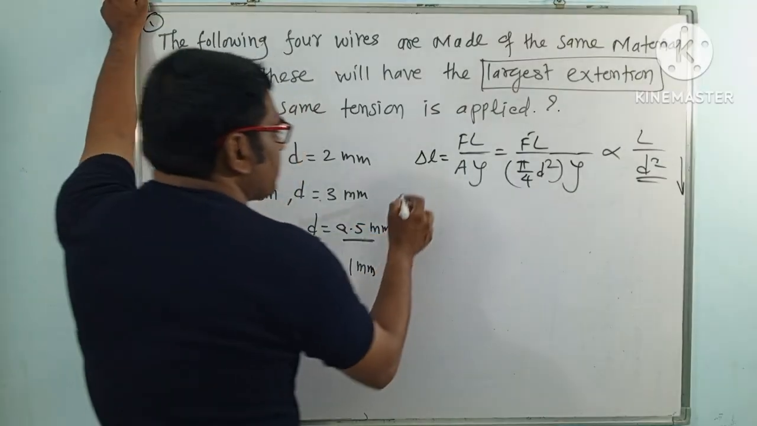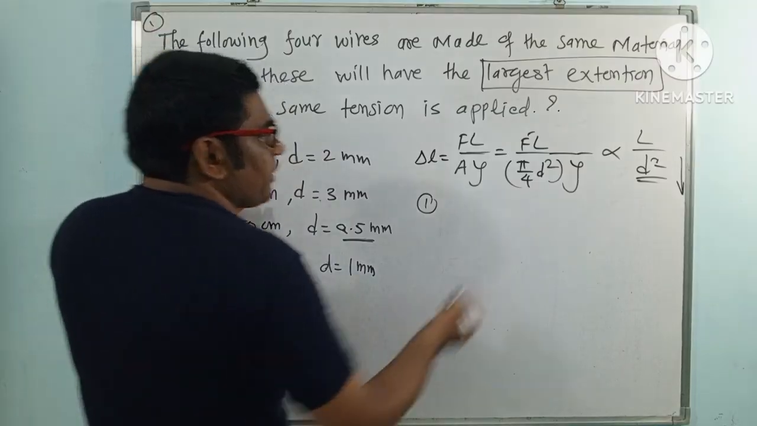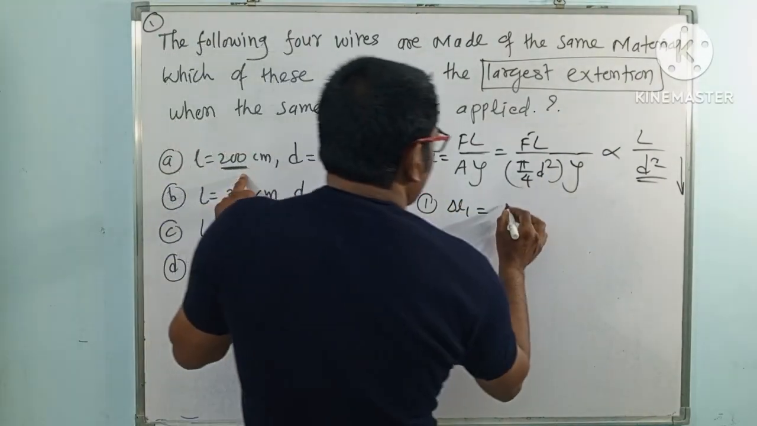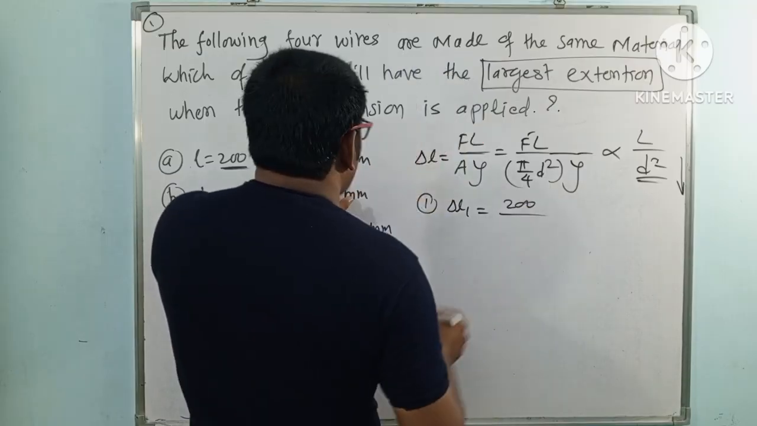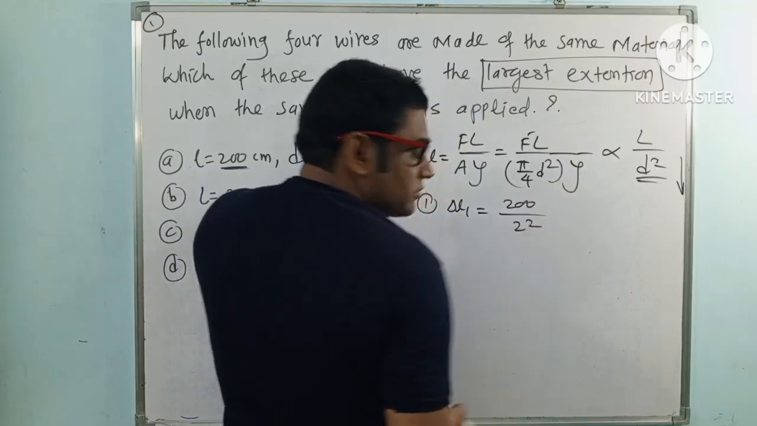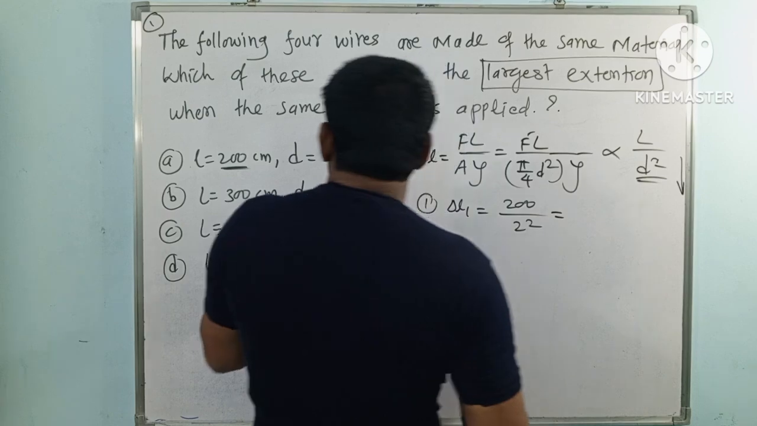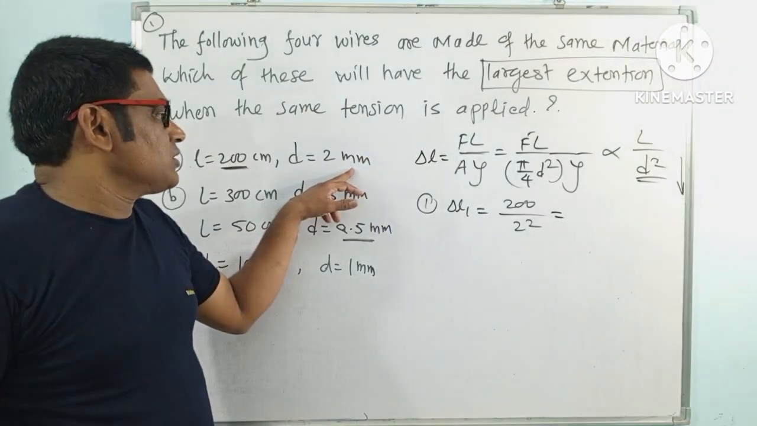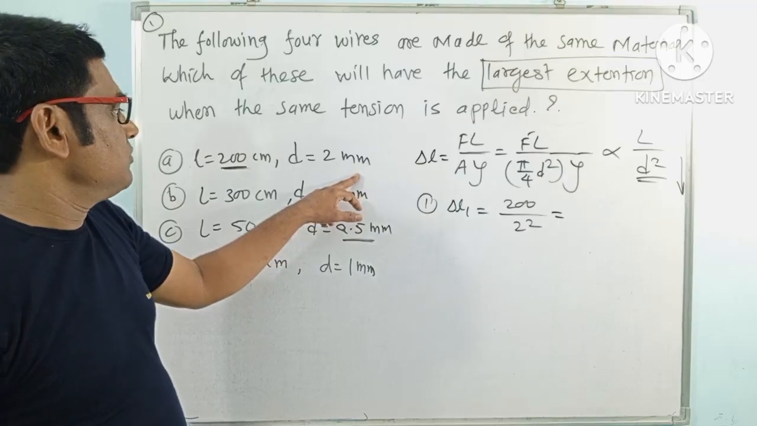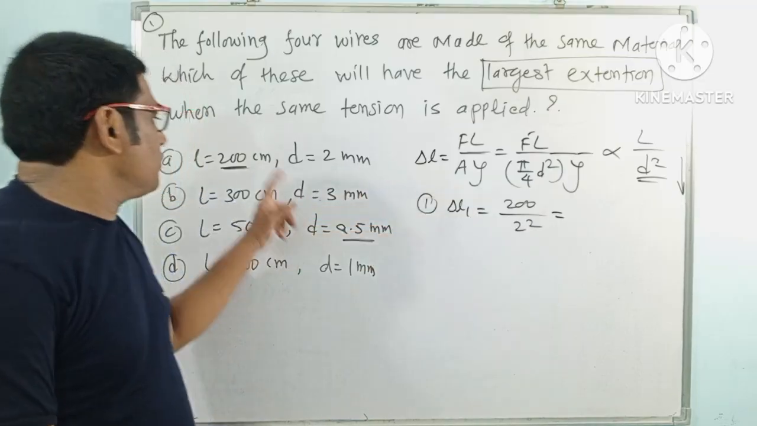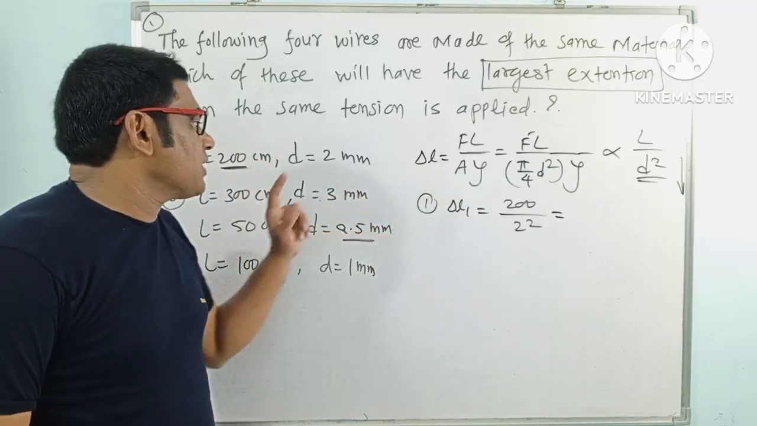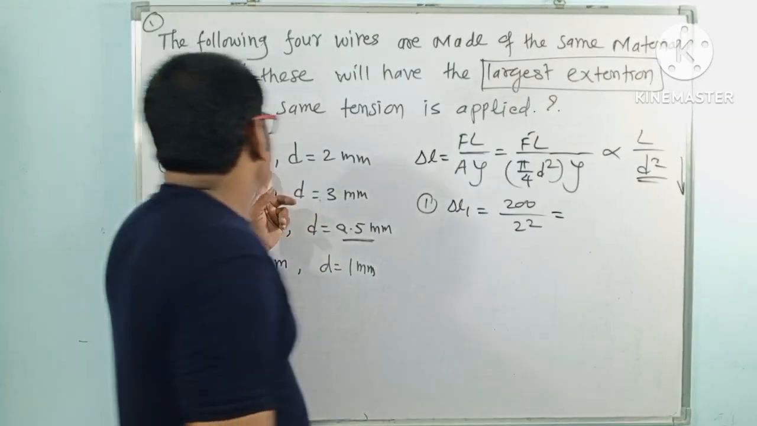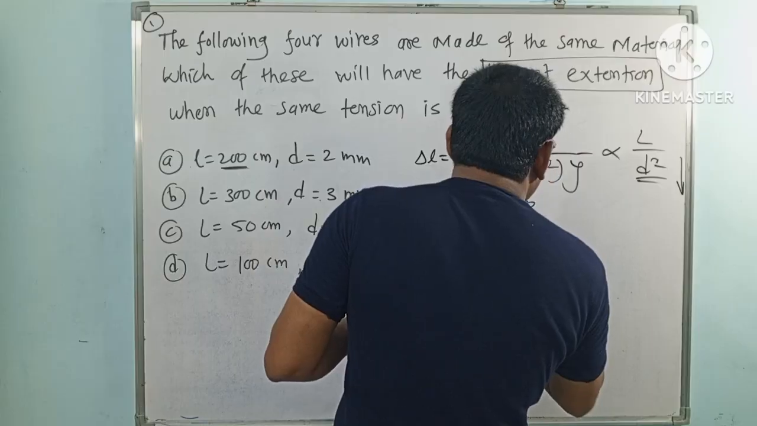So let us check the first option. Let us check delta L1. L is 200, divided by d, which is 2, squared. Basically this is in millimeters. One unit should be there, no? Either you do the calculation in centimeter or millimeter or meter, whatever you want, you complete this calculation.